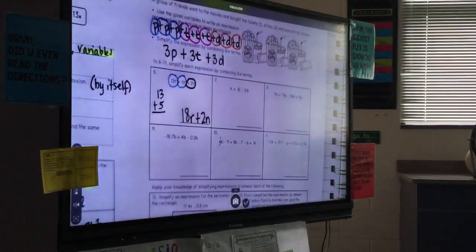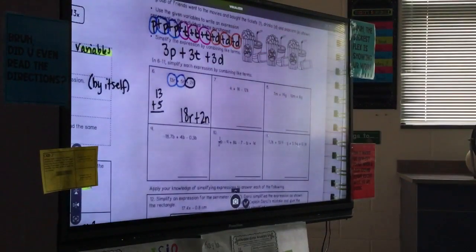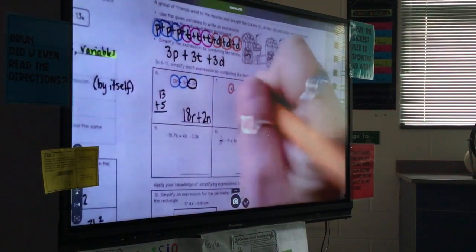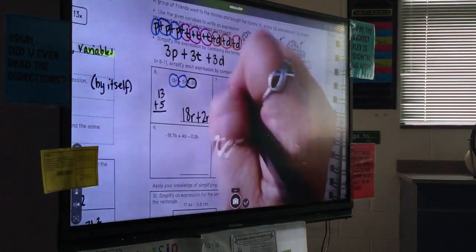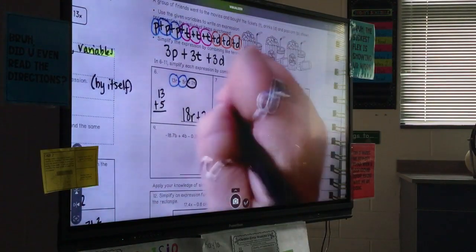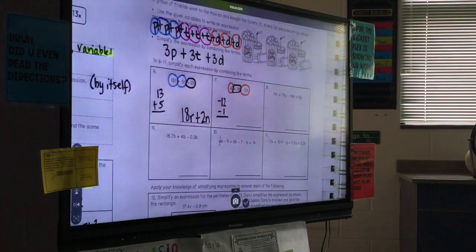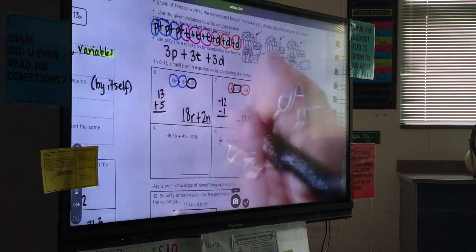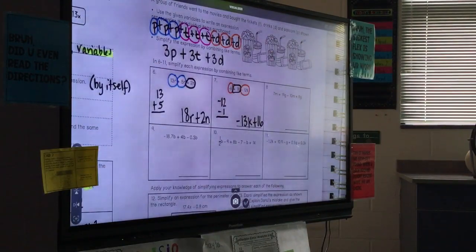All right, we're going to do one more together. Number 7. Negative k plus 16 minus 12k. Which ones are the same? Nevaeh. Negative k and negative 12k. All right, so we're going to do negative k minus 1k, because an invisible number in front of a variable is just a 1. So what is negative 12 minus 1? Negative 13. So negative 13k plus 16.